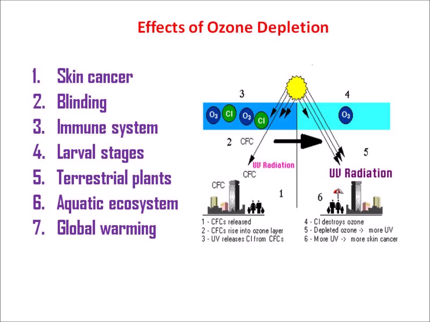Here we can examine the effects of ozone depletion. Ozone depletion may cause skin cancer, blindness, immune system effects, effects on larval stages, terrestrial plants, aquatic ecosystem and global warming. See here, the UV radiation will come, CFC is released, CFCs rise into ozone layer, UV releases chlorine from CFCs. Then chlorine destroys ozone. Depleted ozone means more UV, leading to skin cancer.